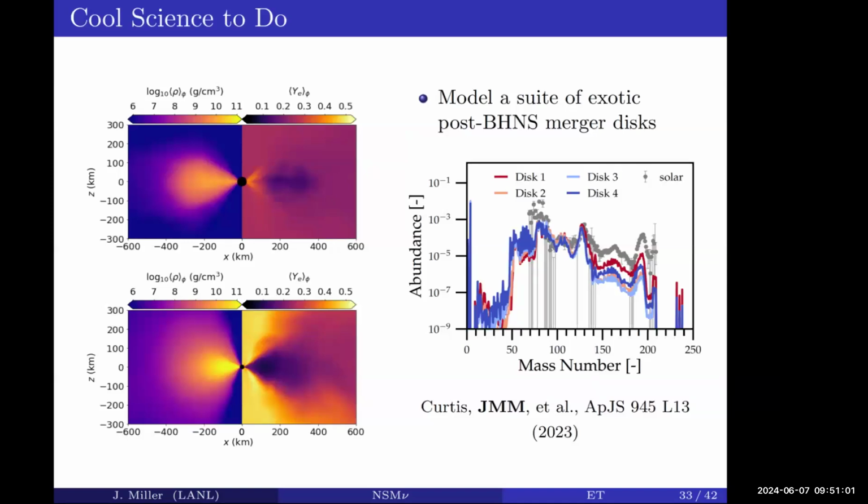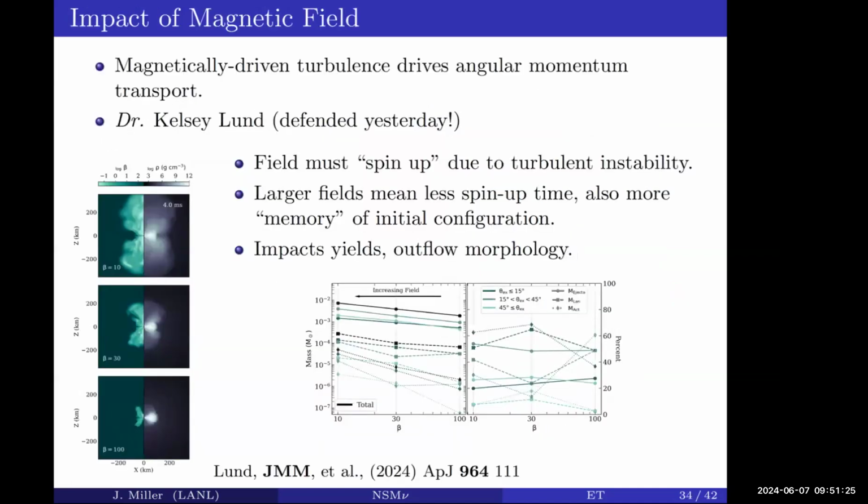For example, these are some figures from Sanjana Curtis, who is about to become faculty at Oregon State University, where Sanjana looked at these extremely massive disks that are like 40% of a solar mass. They come from black hole and neutron star mergers, and found some very interesting phenomenology in the kinds of nuclear data that comes out, the kinds of nucleosynthesis.